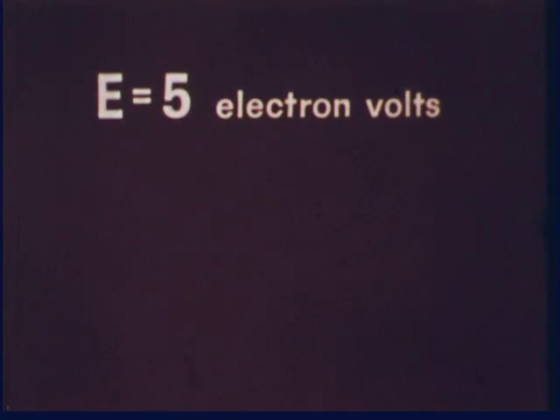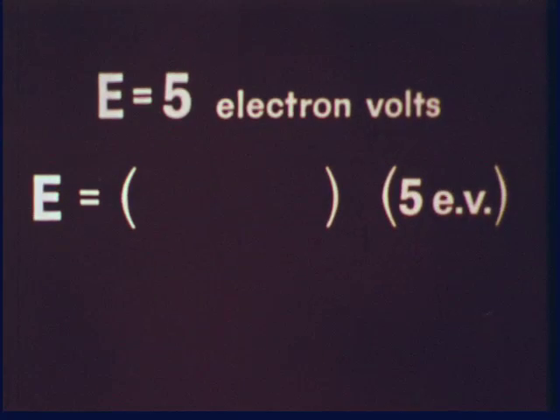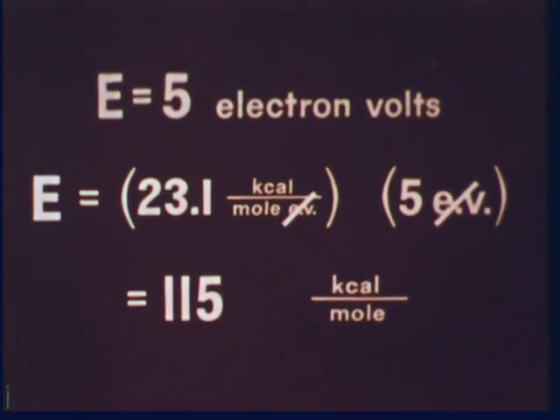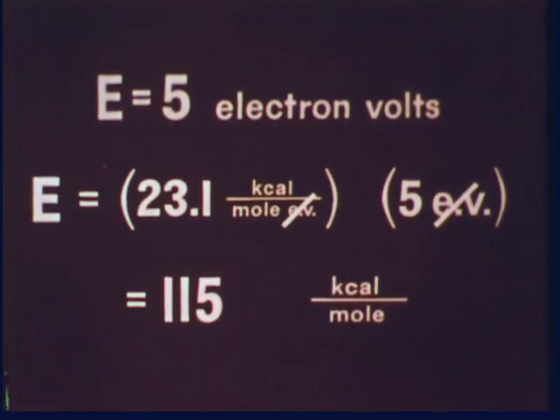We can change the units to kilocalories by multiplying by the factor 23.1. Thus we obtain about 115 kilocalories per mole with an uncertainty of about plus or minus 10. This is good agreement with the value determined by the photoionization method, 118.